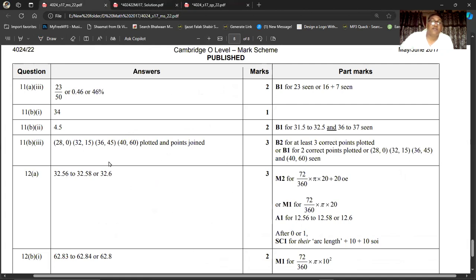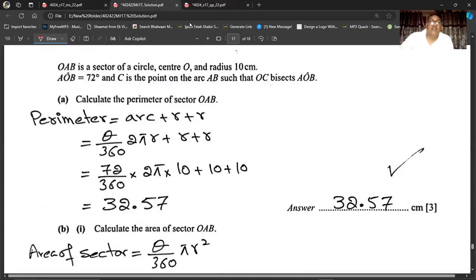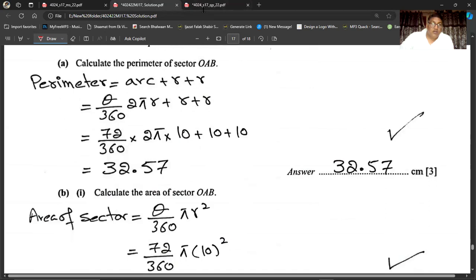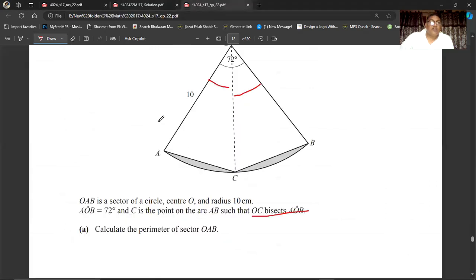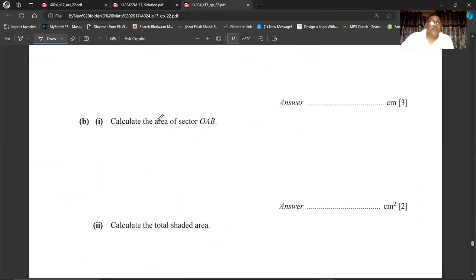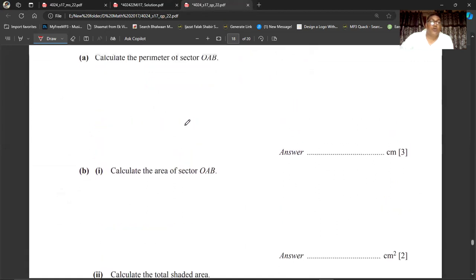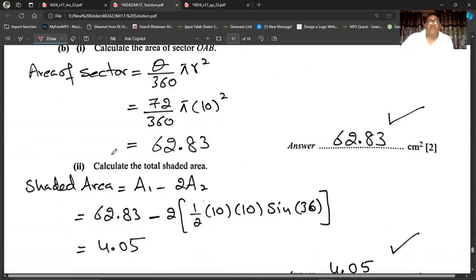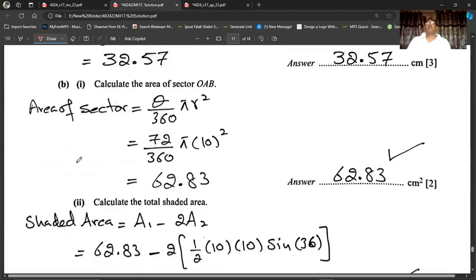This is the marking scheme showing up. This is my solution. This is how it is done. Okay, so we are on question number 12B, and its first portion says calculate the area of the sector OAB. They want me to find the area of this sector. The area of the sector is theta by 360 times pi r squared. 72 divided by 360 multiplied by 10 squared, and that will be 62.83.